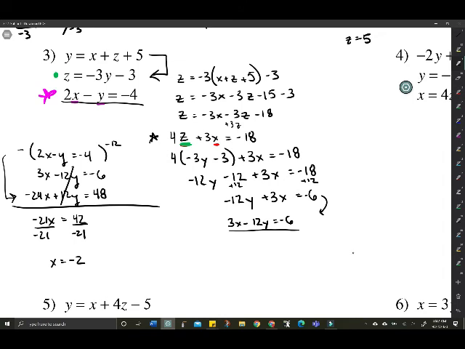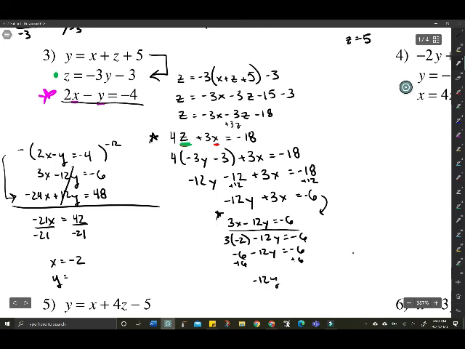I could really use my previous equation. I'll use the 3x minus 12y equals negative 6 equation. So y, if I just plug it in here. I know the work is all over the place, but the end of the story is you'll get there somehow or another. So negative 6 minus 12y equals negative 6. I'm going to add 6. Negative 12y is equal to 0. And that just means y equals 0.